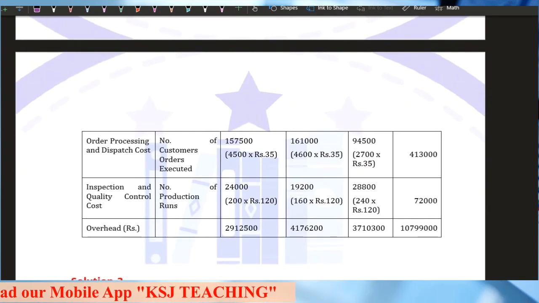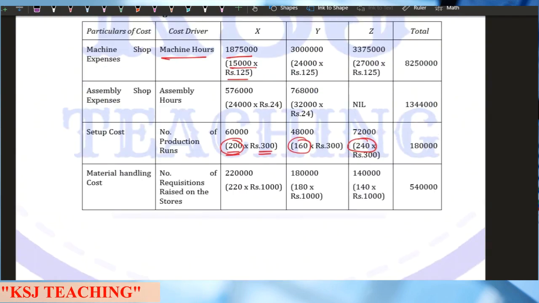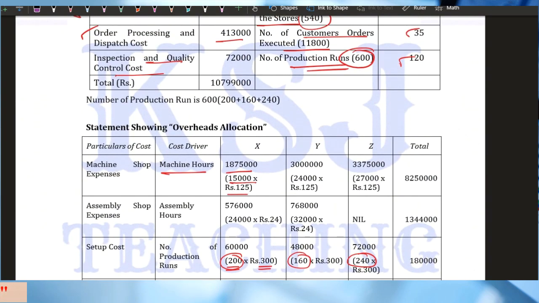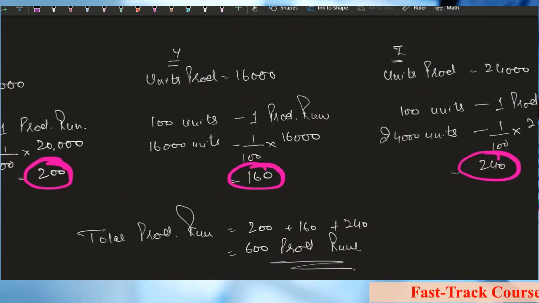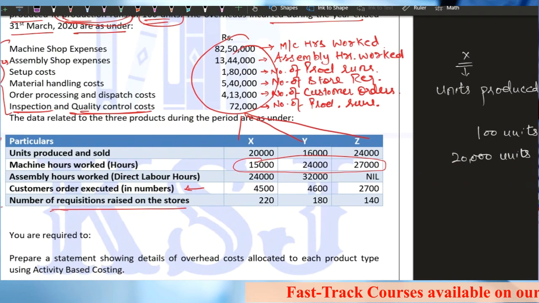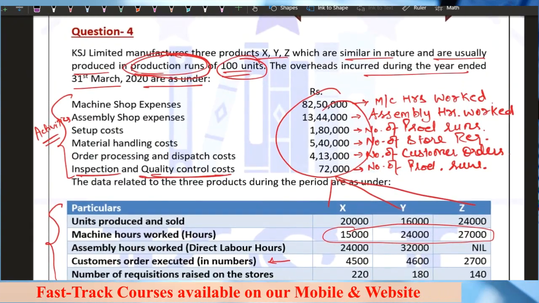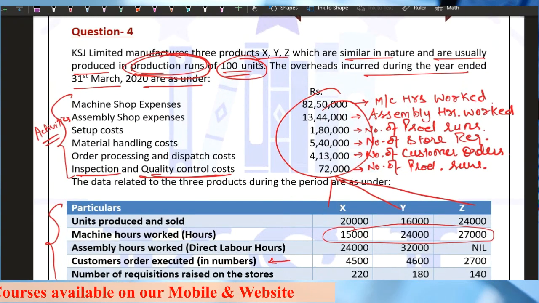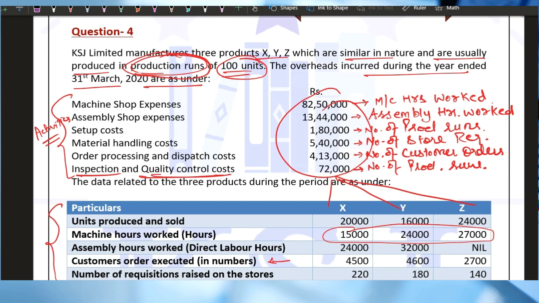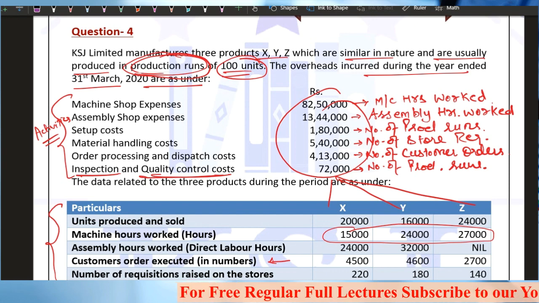Right? Very simple. The only point here was the identification of activities, right? Cost driver. Activities were given to you. The only point was the identification of cost drivers, right? So these kind of questions can be asked in the examination. That is why I have taken up this kind of a question where the cost drivers are not directly given, but you have to identify the cost drivers with each activity. This is very, very important. Right, sir?